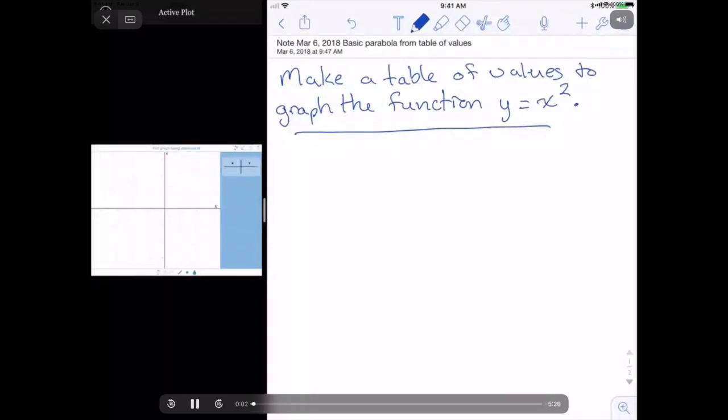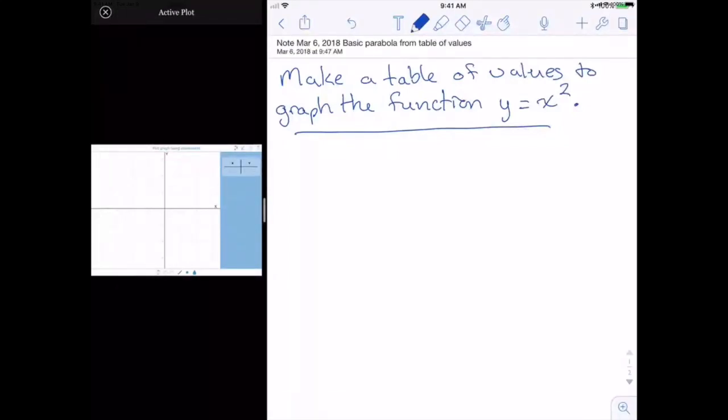Hi there. In this video, I want to show you how to graph a function using a table of values. So we've got a function here, y equals x squared, and we're going to graph that using a table of values. An interesting thing about this function, y equals x squared, is that it is the function for a basic parabola. So pay attention because we're going to be using the basic parabola a lot when we do transformations.